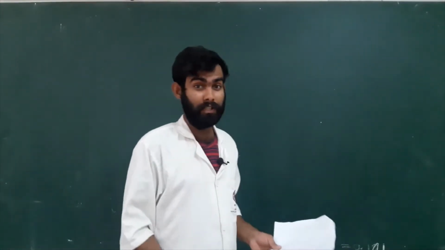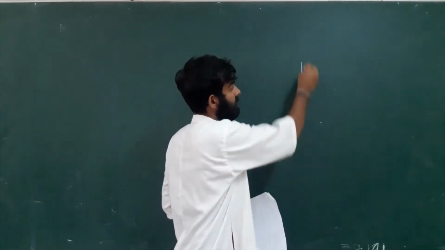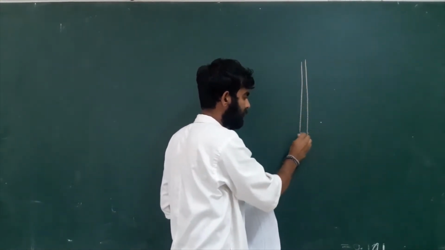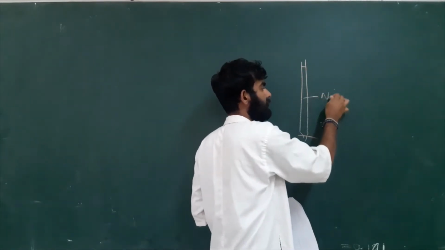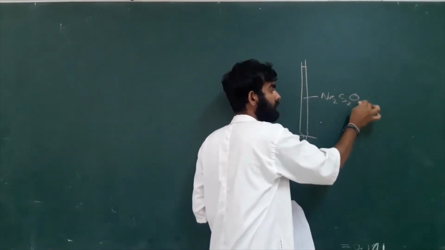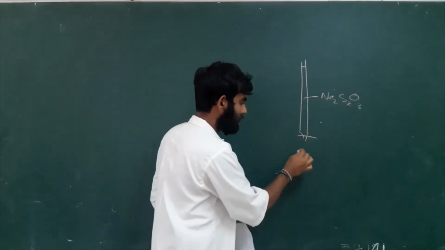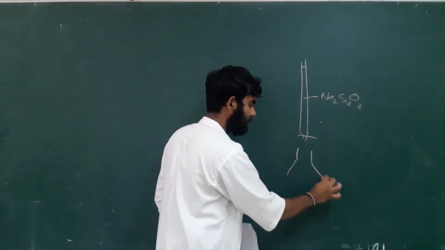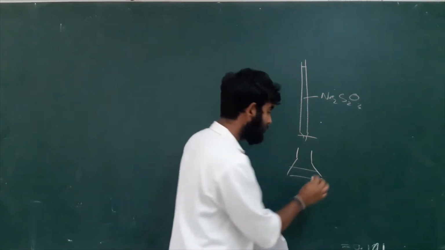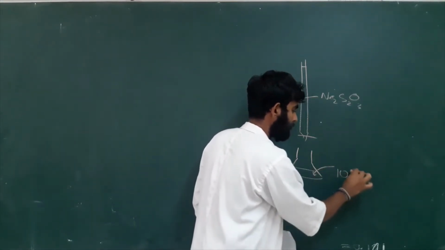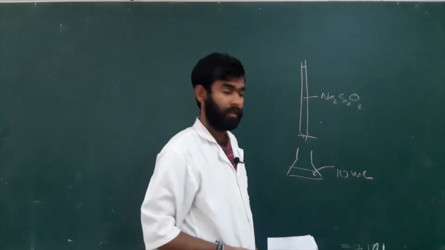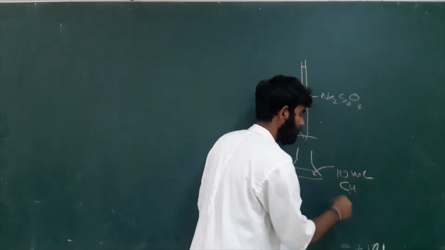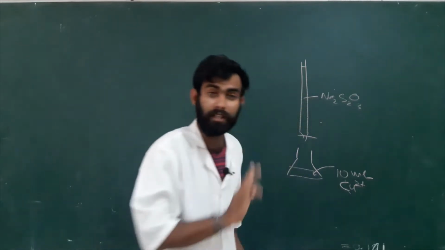What's going on here? The basic sketch is this. Here we have a burette. The burette is filled with sodium thiosulfate, Na2S2O3. In our titration flask, we will add 10 milliliters of copper sulfate or copper 2 plus solution. The desired volume doesn't matter.